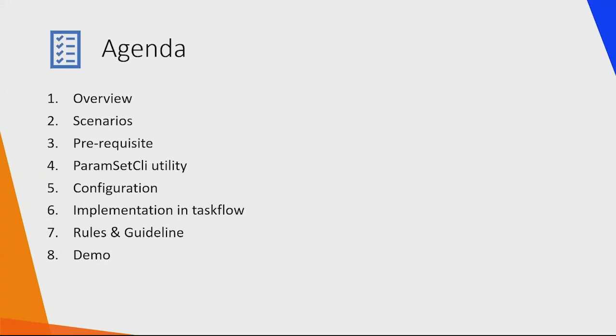The agenda of this presentation is to discuss the overview of parameter set, different scenarios where they can be used, what the prerequisite is, what the param set CLI utility is, and how you use this in the parameter set, what configuration is involved, how you implement this in the task flow, and some various rules and guidelines which we should be aware of. And at the end, I will demo how we use that in the task flow.